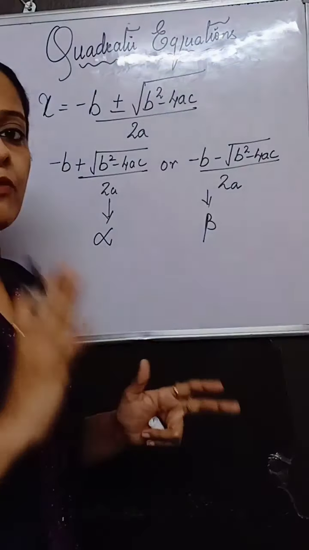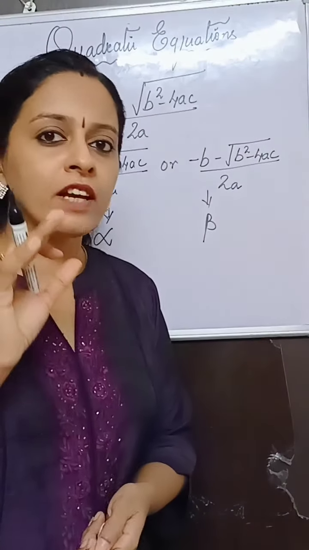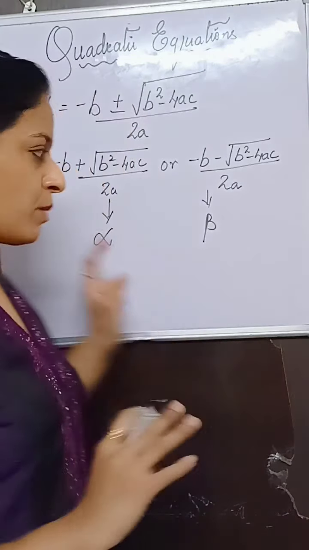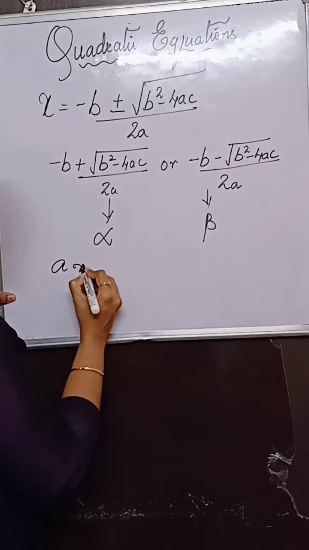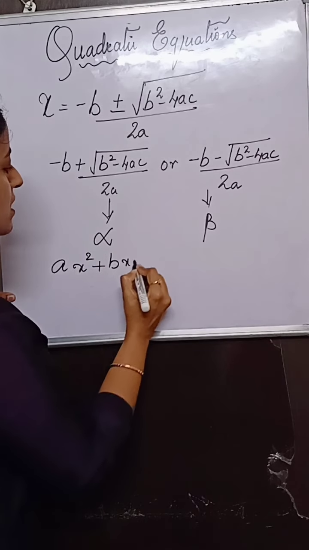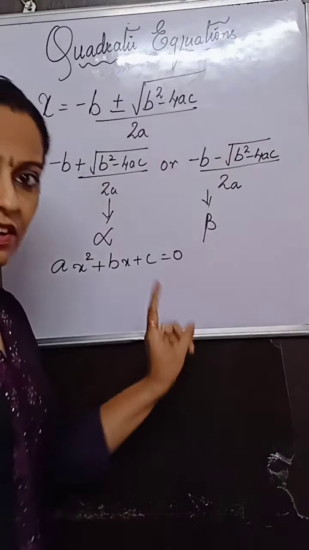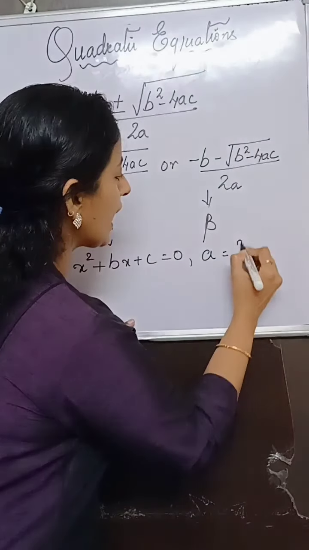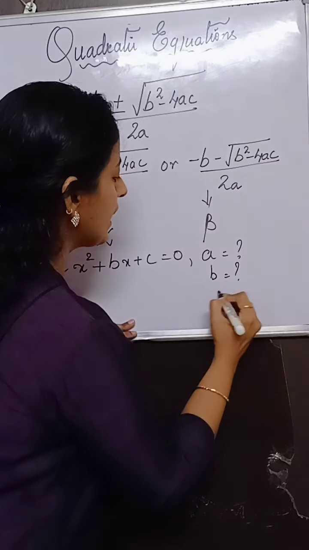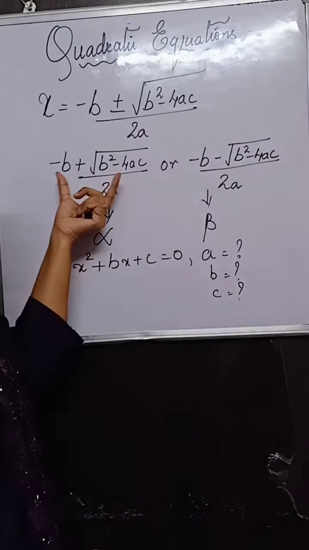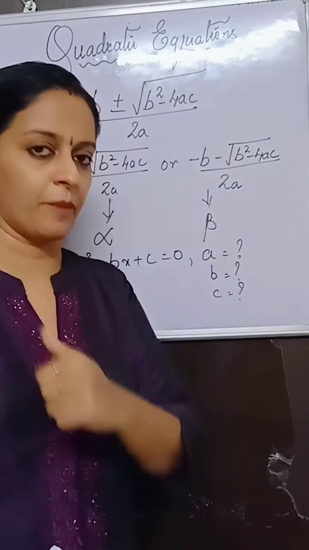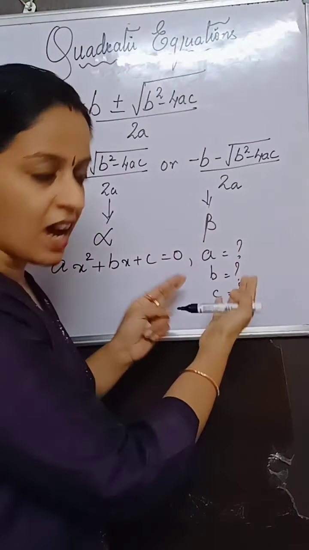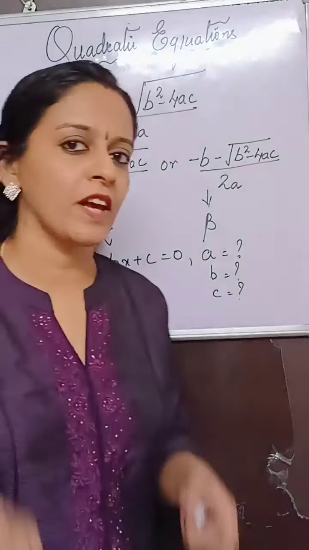Understanding? Now whenever you are using the formula method, you compare the equation with the general formula. What was the general formula? ax square plus bx plus c equal to 0. When you compare it with the general formula, you get the value of a, the value of b and the value of c. Only then you can use these formulas. Now there is a relation between alpha and beta and these values of a, b and c.